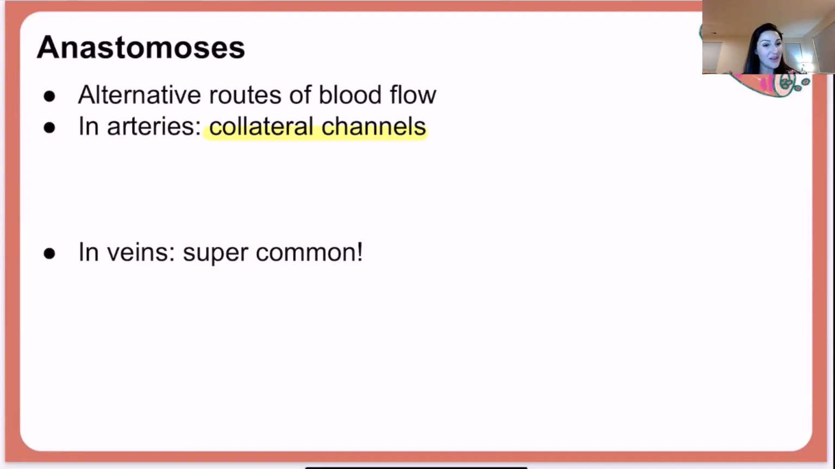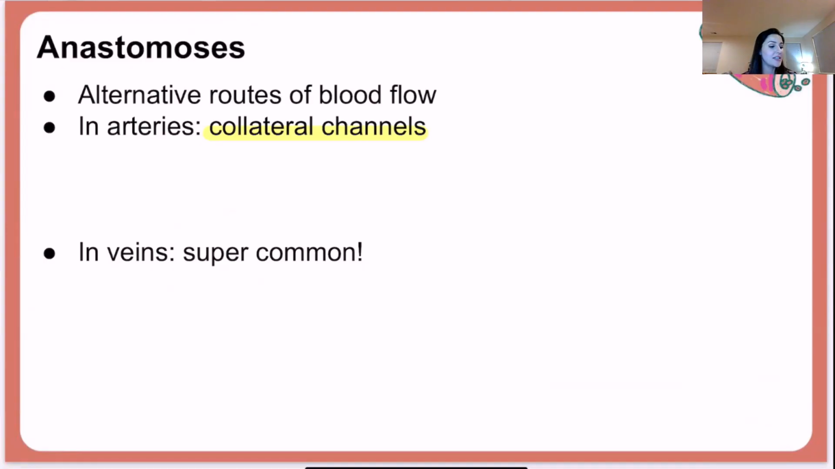But it's not the end-all be-all in arteries. This is not a common thing in arteries. It's more like a special thing in arteries. So if arteries get damaged, then that can start to lead to circulation problems. But in veins, this is super common. Veins anastomose or combine and may alternate routes all the time.